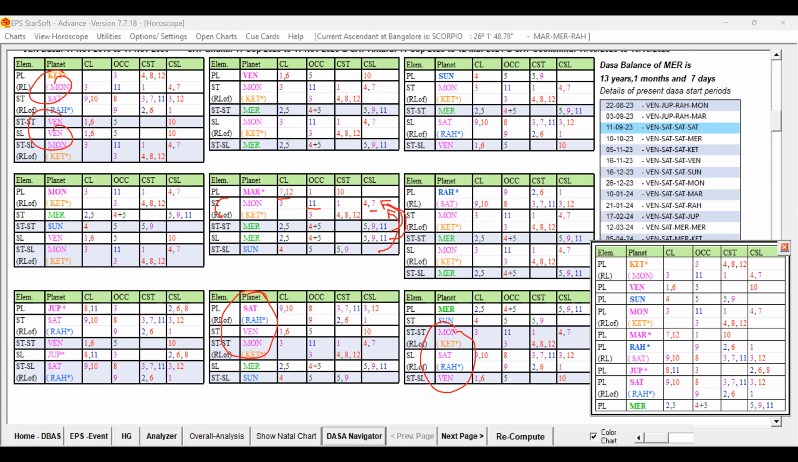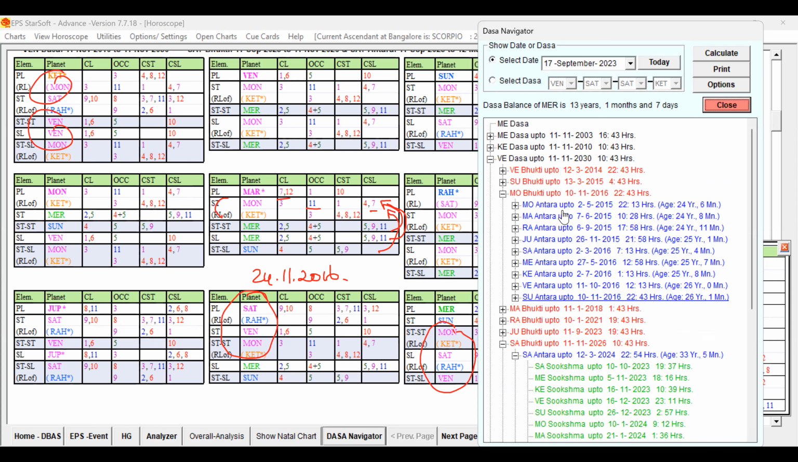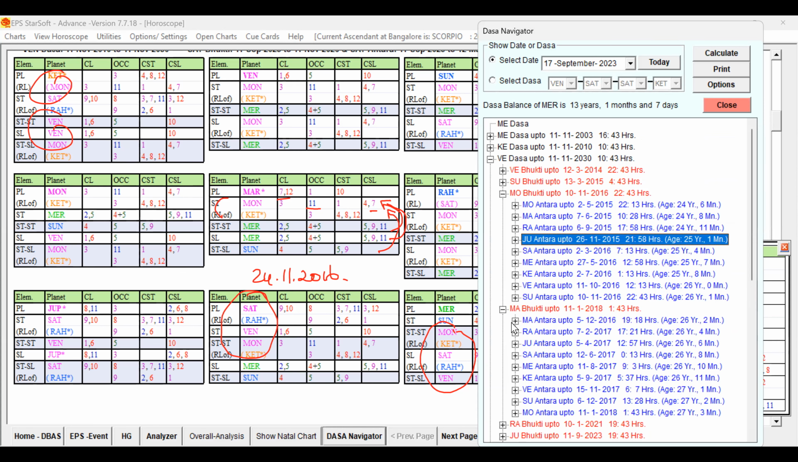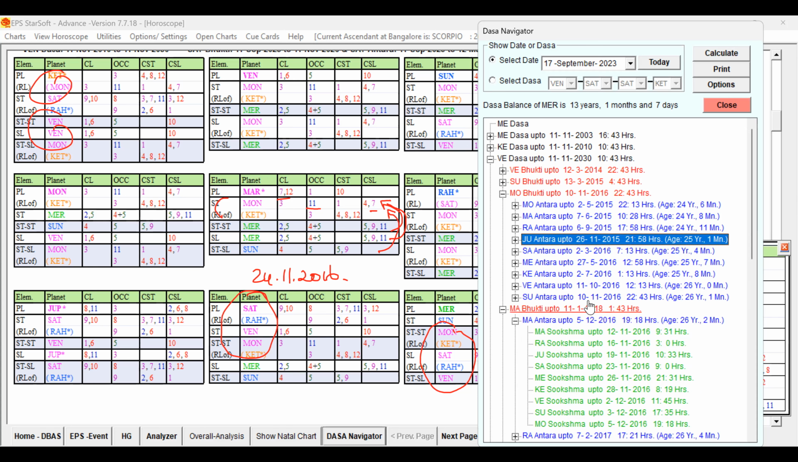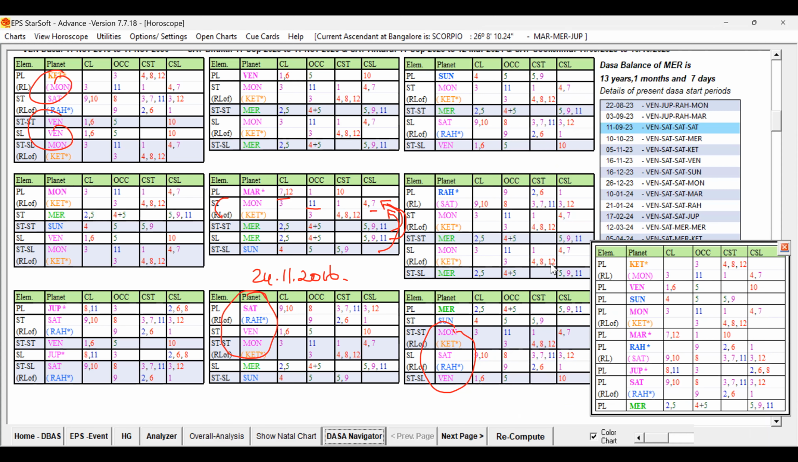Date of childbirth: 24/11/2016. That child was born on 24/11/2016. If you look at that date, 24/11/2016, it is Mars Bhukti, Mars Antra. After 10/11, Mars Bhukti Mars Antra starts. So in this period only that child was born.